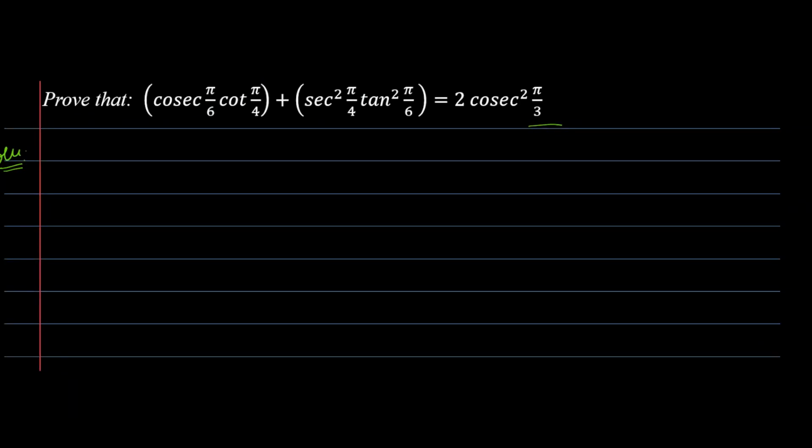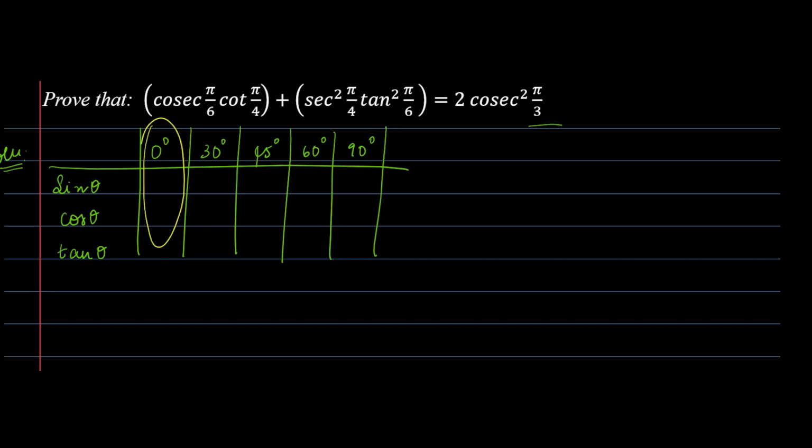Three basic trigonometric functions are sin theta, cos theta and tan theta, and the 5 standard trigonometric angles are 0 degrees, 30 degrees, 45 degrees, 60 degrees and 90 degrees. In the 0 degree column we will have 0, 1, 0. In the 90 degree column we will have 1, 0, not defined, and the remaining trigonometric values are as follows.